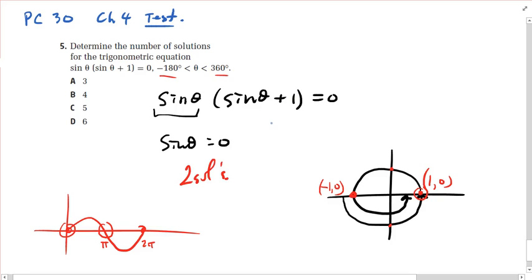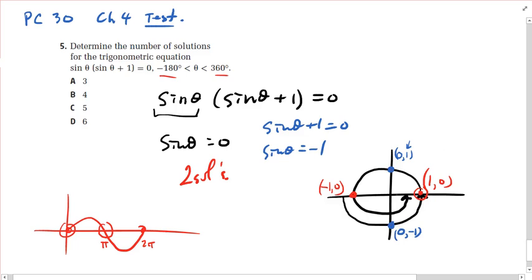Okay, what about for this one? Sine theta plus 1 equals 0. Sine theta equals negative 1. So where does sine equal negative 1? Again, you want to look at your unit circle, and this is 0, 1. That's the coordinate for this one. So here sine is positive 1 at 90. We want this one down here. That's a coordinate on the unit circle of 0, negative 1.